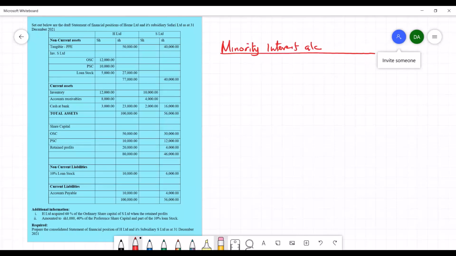If we are using vertical, then we just say minority interest account will be prepared as follows. We begin with the ordinary share capital of the minority. Remember, we had said that H Limited acquired 40% of ordinary share capital of the subsidiary. Therefore, it means in S Limited, what remained with the minority is 40%. Therefore, we're going to have 40% of ordinary share capital, and the ordinary share capital of this company we found to be 30,000. Therefore, we're going to take 40% of 30,000. 40% of 30,000 will be 12,000.